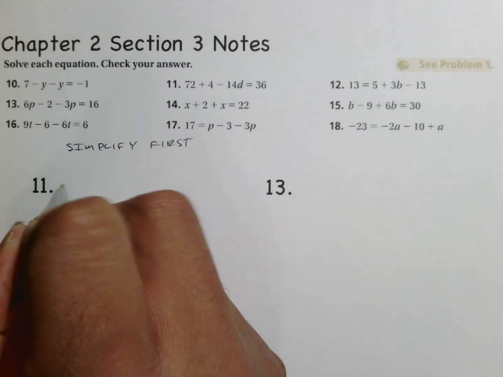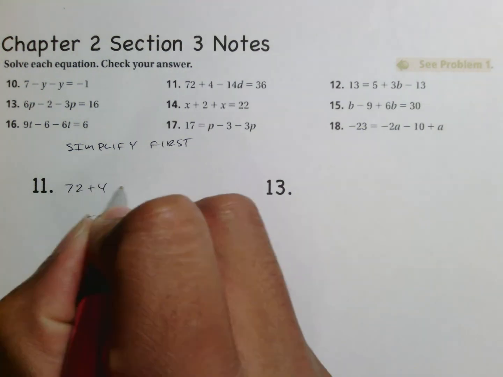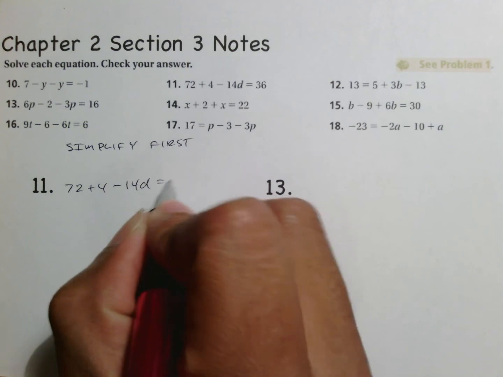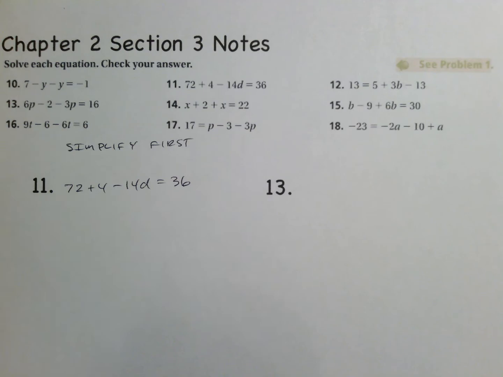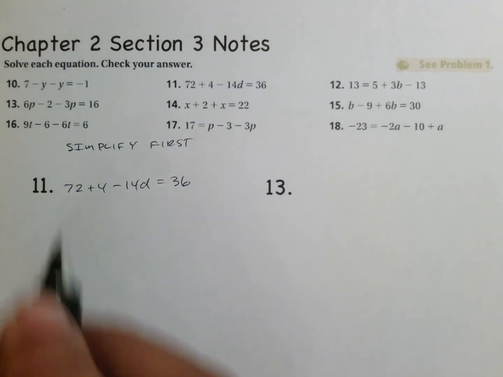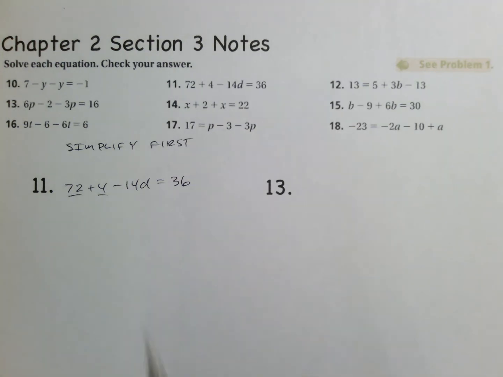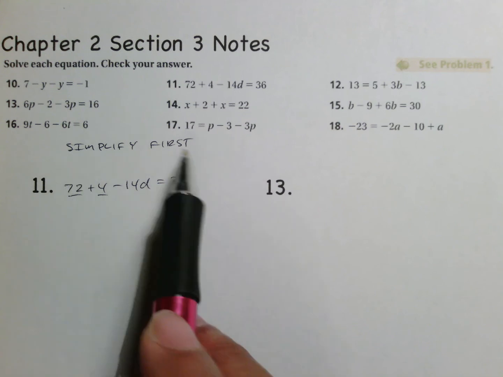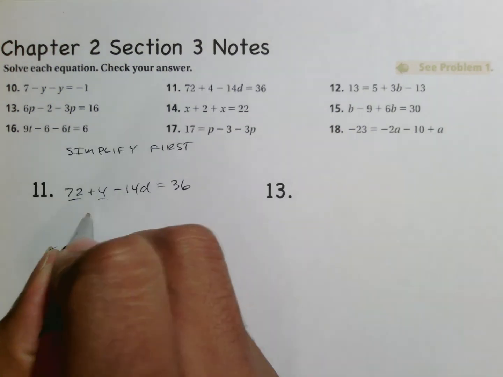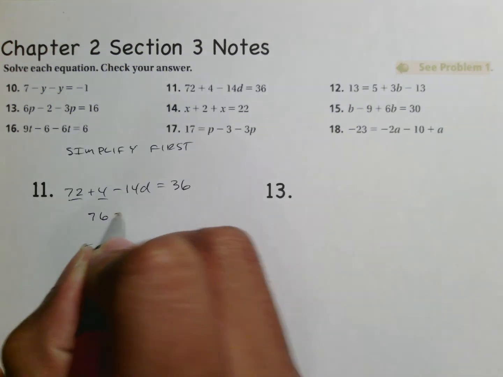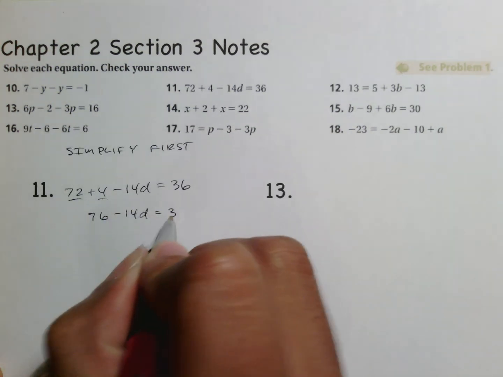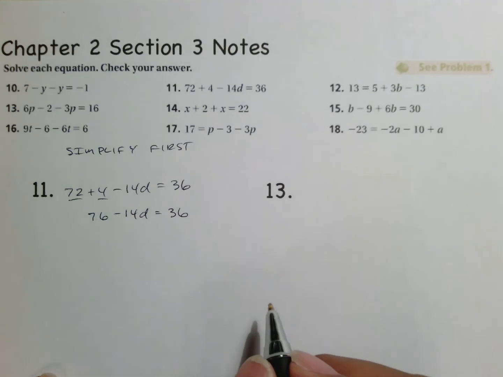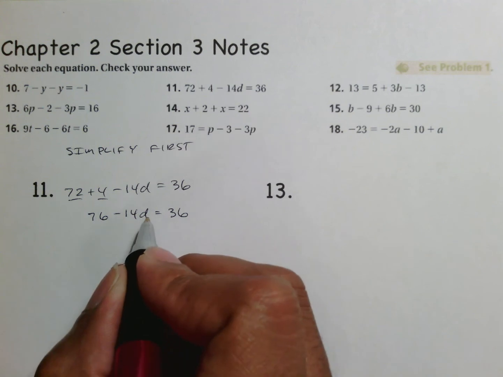So number 11 gives us 72 plus 4 minus 14d equals 36. And if you look at this, something is wrong. Maybe not on the right side, but on the left side, I notice that I have two like terms that can be put together. And that is why I say, if you start approaching it with the idea in your head of simplify first, 72 and 4 can be simplified to be 76 minus 14d equals 36. You then go ahead and solve as usual.